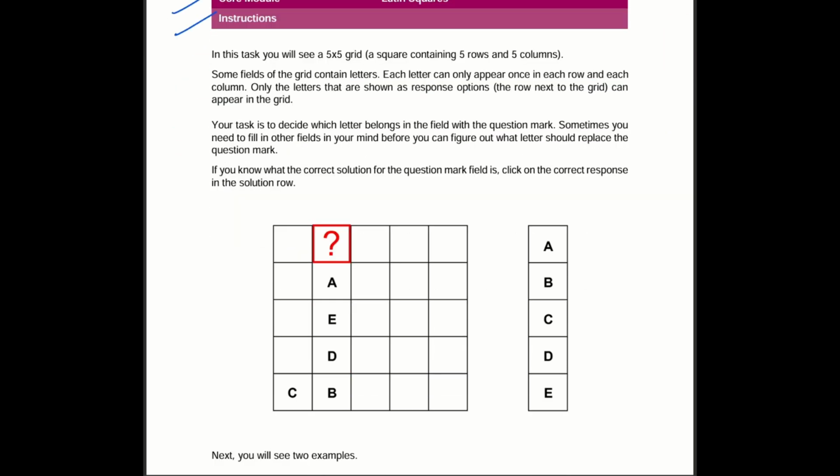In this task, you will see a 5 by 5 grid, a square containing 5 rows and 5 columns. This is row 1, row 2, row 3, row 4, row 5, and 5 columns C1, C2, C3, C4, C5. Some fields of the grid contain letters. Each letter can only appear once in each row and each column.